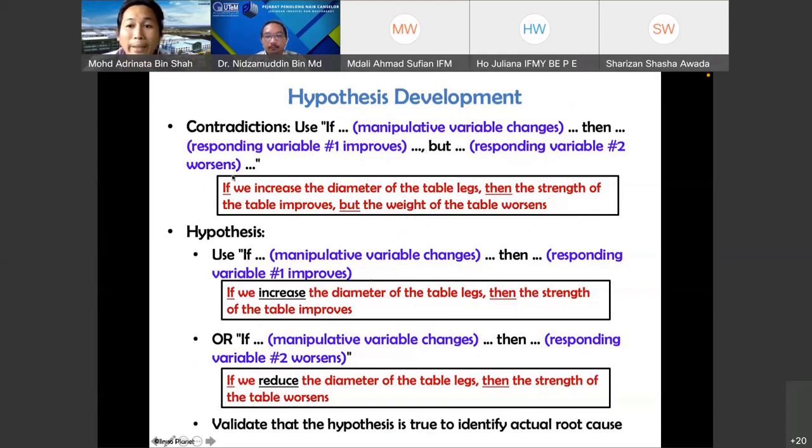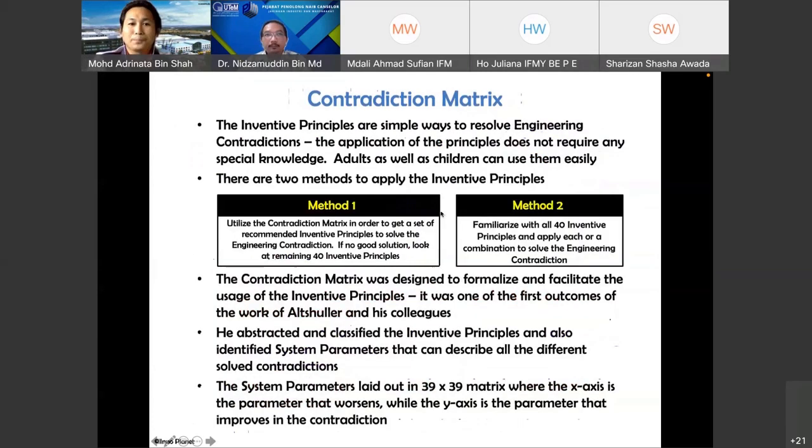For parameters, TRIZ has decided that there are 39 parameters that we have. We will look after it. From the parameters, we need to clarify which is improved and which is worse. And then from the parameters, we have the contradiction matrix.